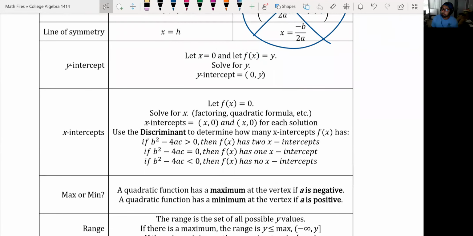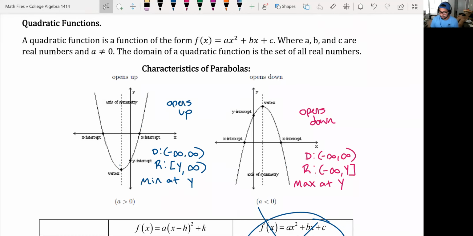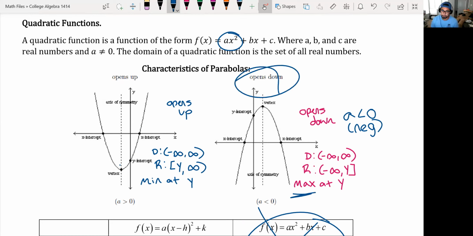All right. A quadratic function has a max at the vertex if a is negative. So what that means is that if you look at the very top and look at the quadratic function, this says if the leading coefficient is negative, so if a is less than 0, meaning negative, then you will have a maximum and your parabola will open down. Oh, I didn't even see that was written there. Oh, well, twice, even better, right? Burn it into your brain.